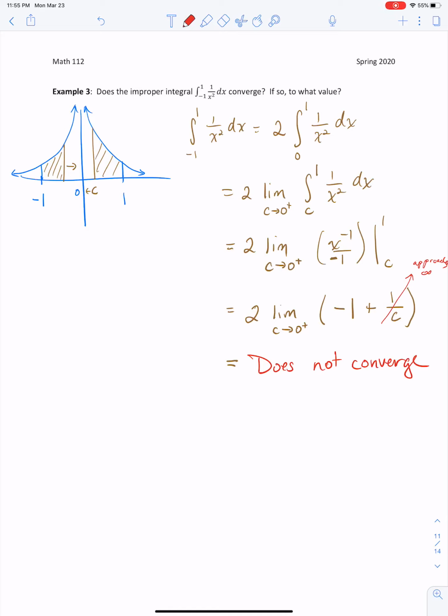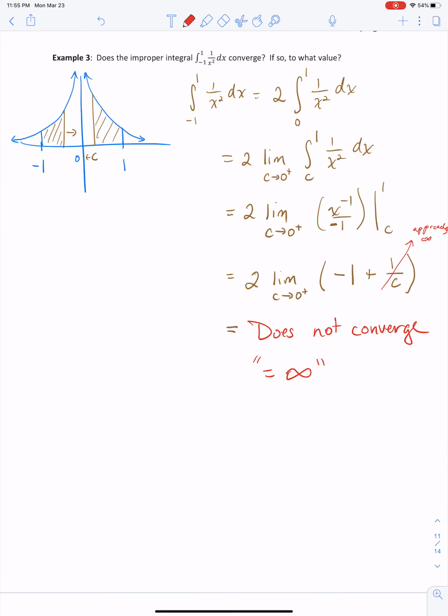Sometimes people use the shorthand notation and just write that this equals infinity, in the sense that, okay, it doesn't converge, and this limit is a positive number that grows without bound. In any case, another way of saying that is there's an infinite amount of area under this curve here. So we have divergence for this particular integral.